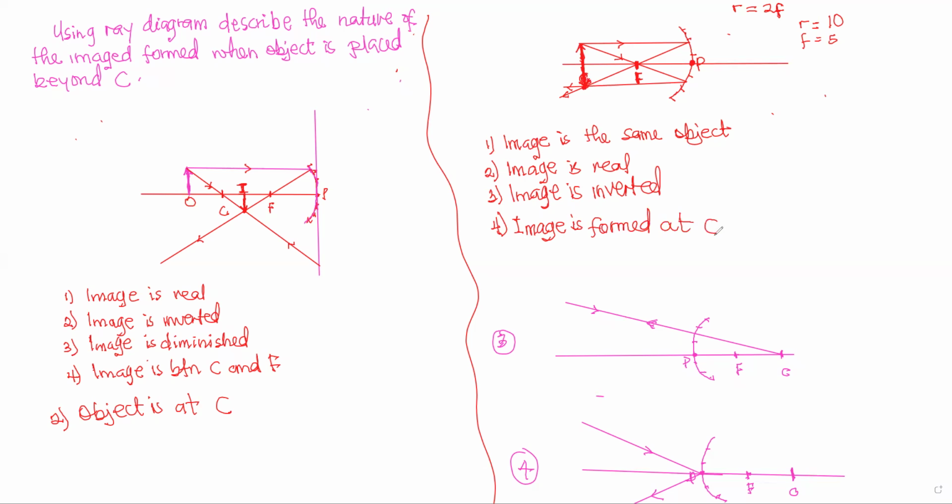So the only point where an object will form an image at the same location is when it is at C. The size will be the same. The position will also be the same. So take note. These things you must know by heart.